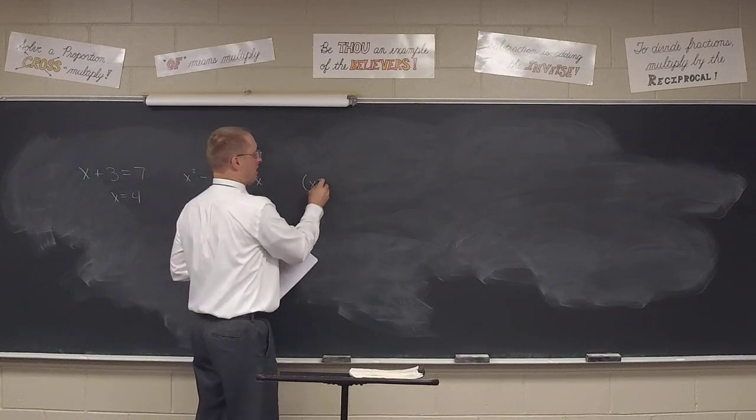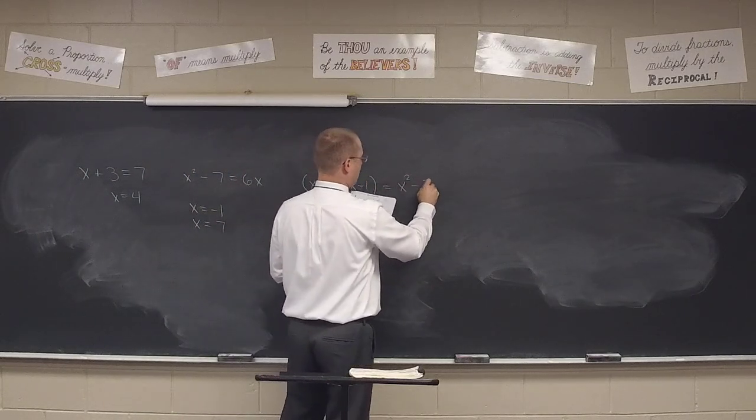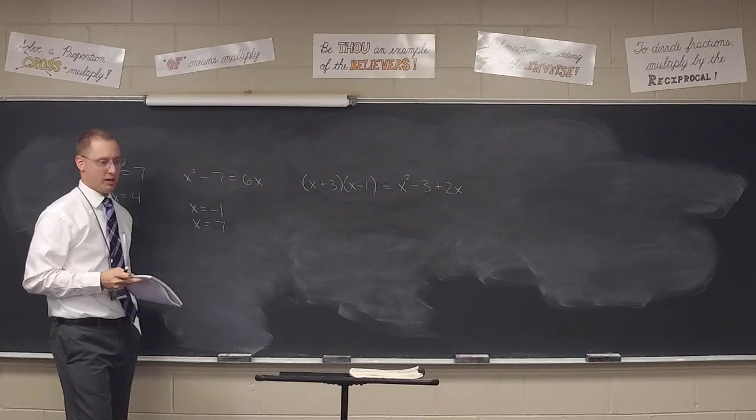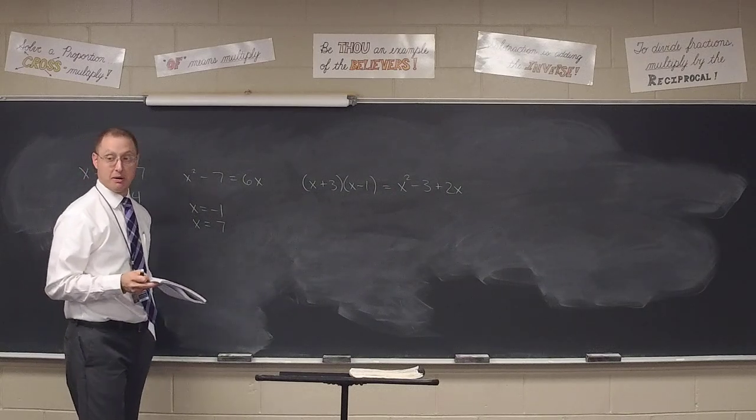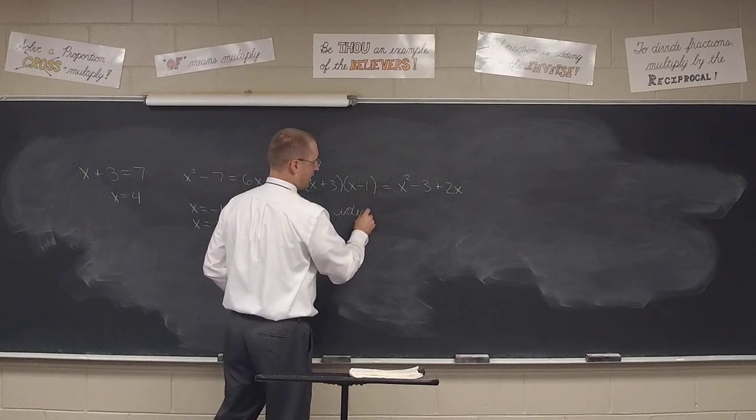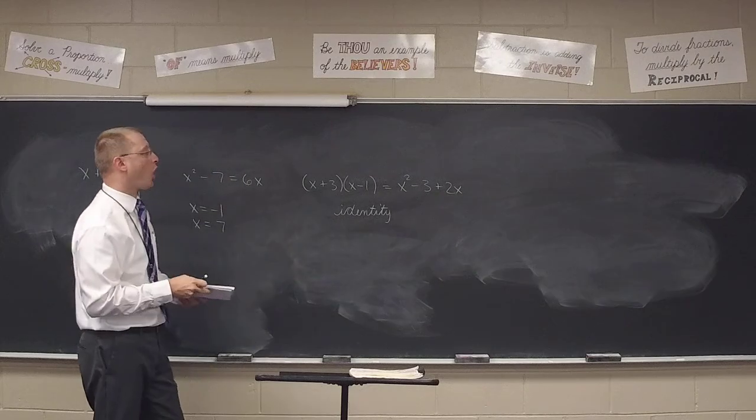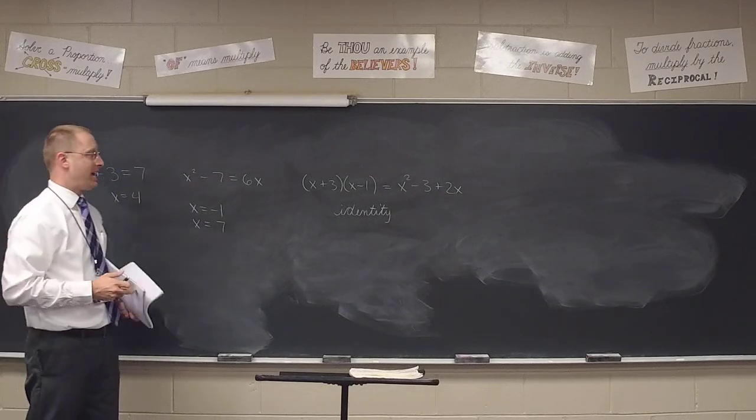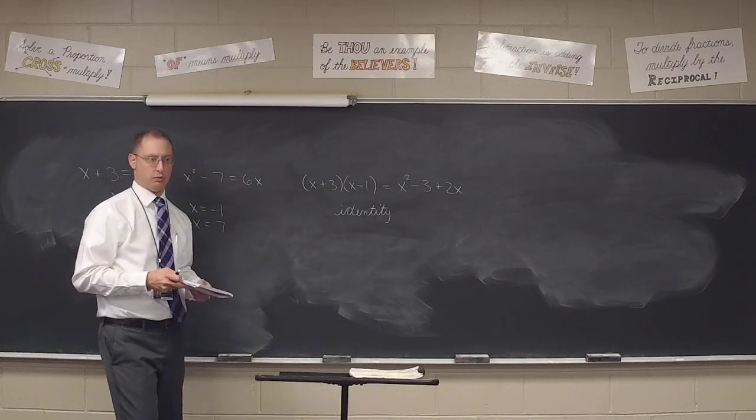But if I have this equation, (x plus 3)(x minus 1) is equal to x squared plus 2x minus 3, it doesn't matter what you plug in for x. It's always going to be true. And we call that, anyone remember? An identity. An identity is an equation, if you write that in your notes, that is always true for any value. An identity is an equation that is always true for any value.